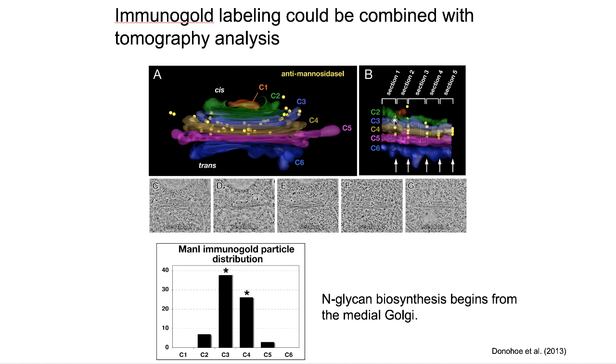The reason is that gold particles cannot go into the section, so these are the surface of the section where the gold particles are located. So this suggests that mannosidase 1 is the first enzyme involved in N-glycan modification in the Golgi, and that N-glycan modification begins from the medial Golgi, not from the cis Golgi.